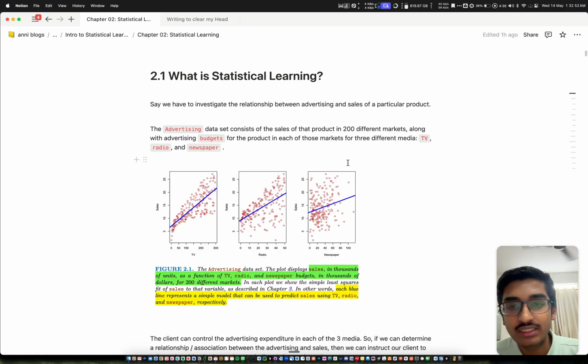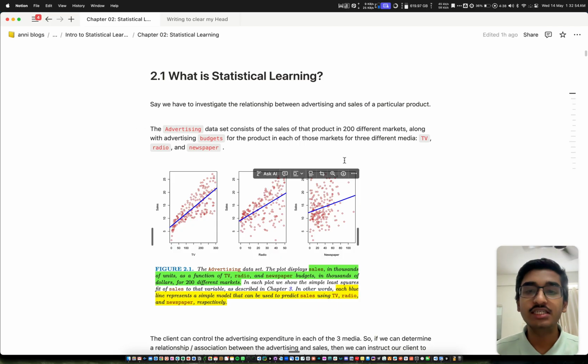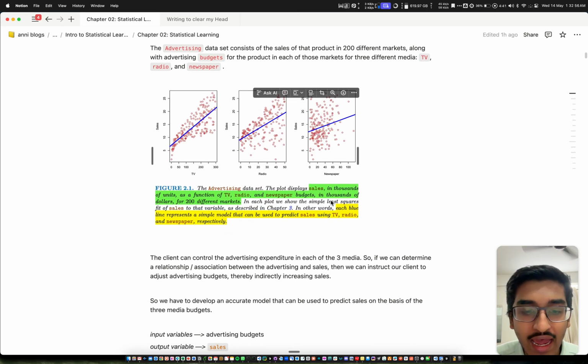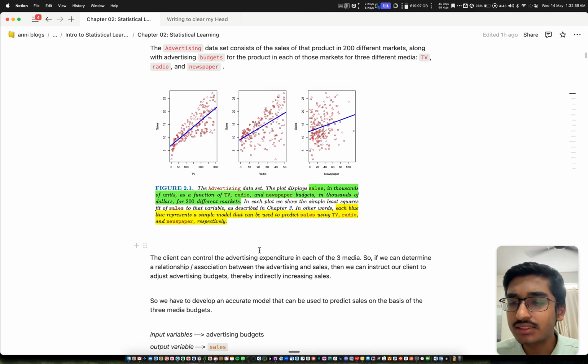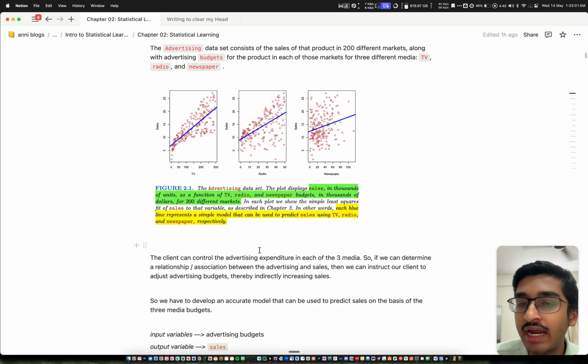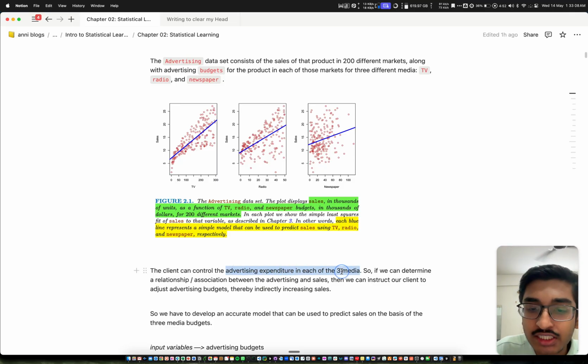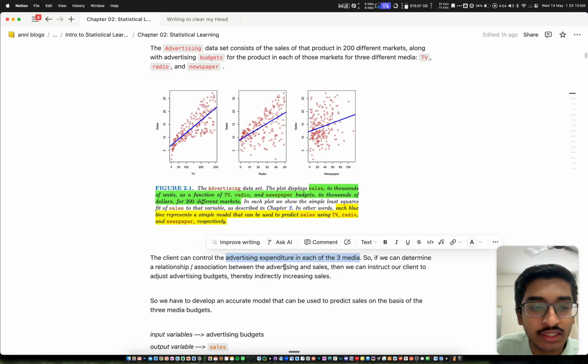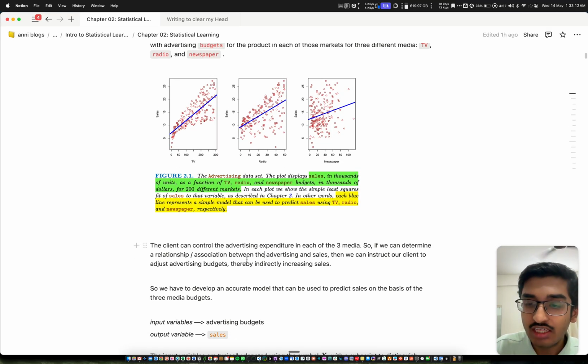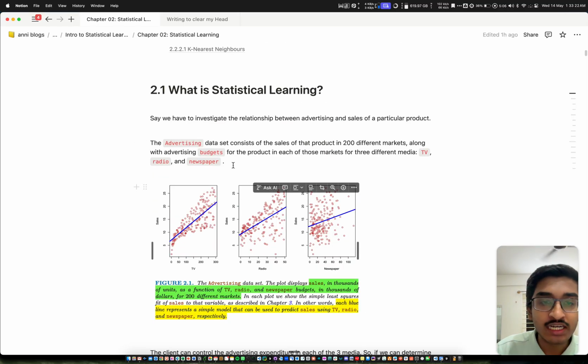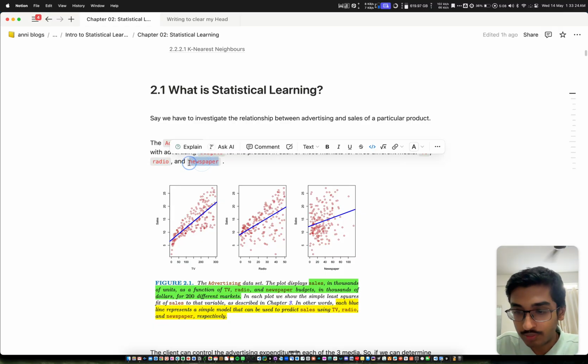That's essentially what we're trying to do. You're a data analyst hired by a client. If you're a company, if you're Nike and you're trying to advertise a shoe, you can only control the advertising expenditure in each of these 3 media. So if somehow we determine a relationship between the amount you spend on the media, that is, should I advertise my shoe on the TV, should I advertise it on the radio, or should I advertise it on the newspaper, right?